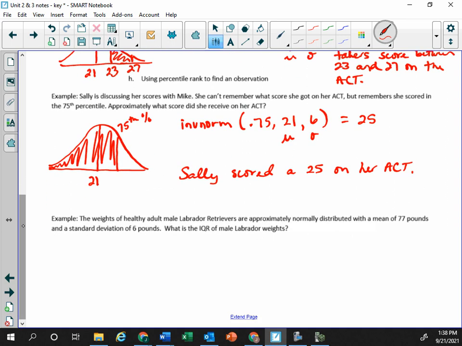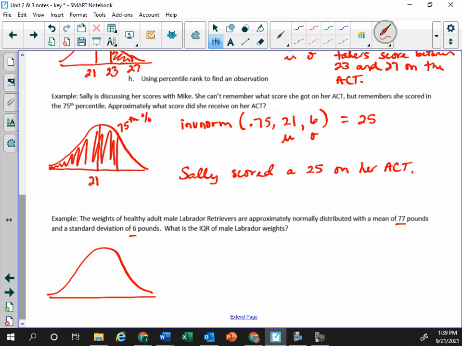Okay, now I'm going to have you guys try one, now that we know about inverse norm. Go ahead and try the one here about the weights of labs. They give you the mean and standard deviation. Definitely make a picture. But let's talk for a second about what it's asking you for.